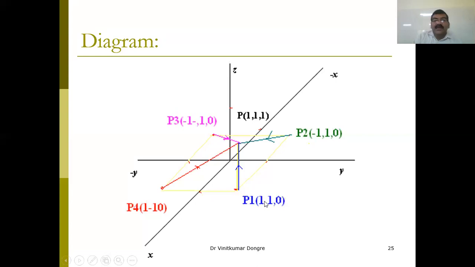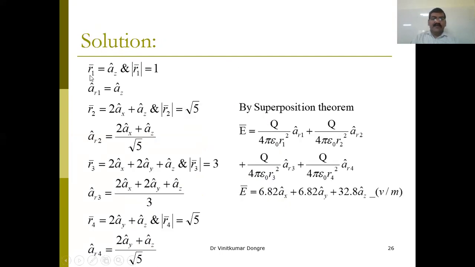Everywhere here, the X and Y coordinates, whatever the arrow or the vector is, go in this way from this point P1 to P. So whatever this vector is, it will be 1 minus 1, it is 0 ax, 1 minus 1, 0 ay, 1 minus 0, 1 az. So that will be the vector, and the unit vector will also be az. So R1 equals az, and the magnitude of R1 equals 1. So this way the unit vector you have calculated.